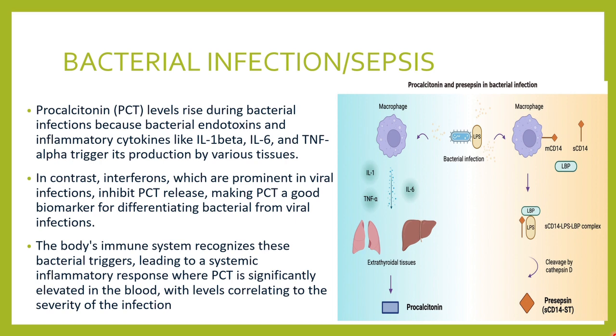Okay, so the body's immune system recognizes these bacterial triggers, leading to a systemic inflammatory response where this procalcitonin is significantly elevated in the blood. And the more it is rising, it correlates with the severity of the infection.